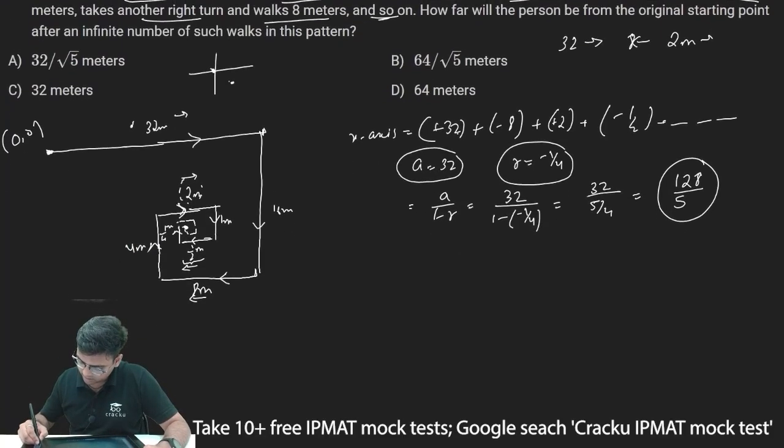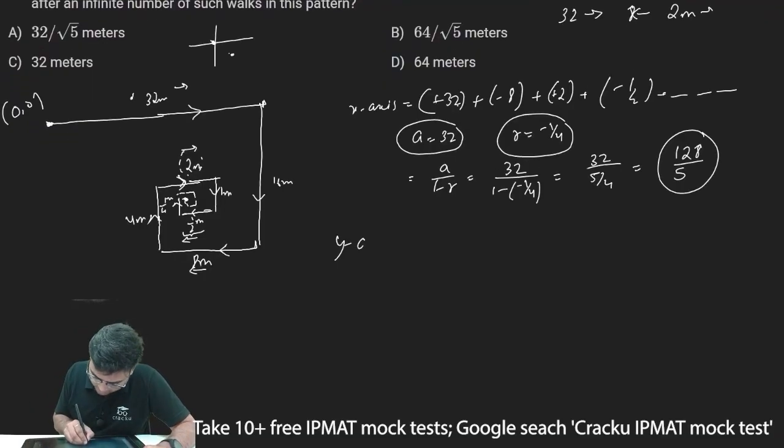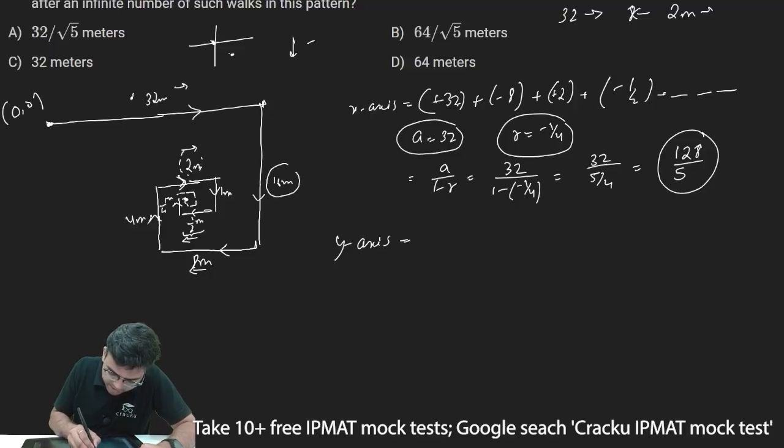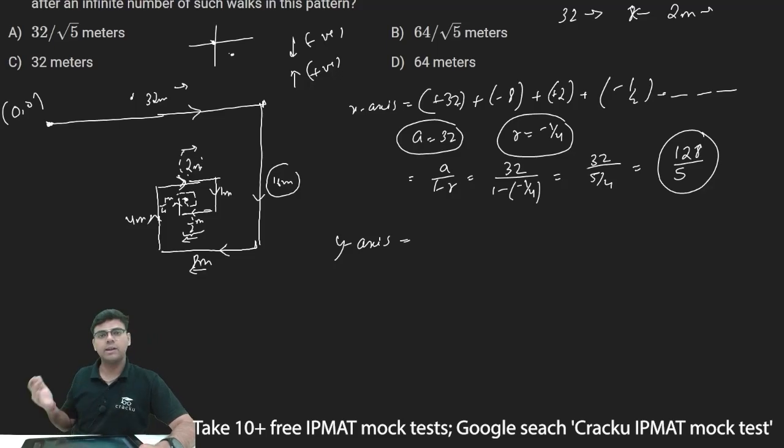Now let's say I have to consider the y-axis coordinate. Now what is happening for the y-axis? You can clearly see we are moving 16 meters down. Let's say for down I'll represent this by negative, and for up I represent this by positive. Since I have to find the coordinate of the final point, I'll consider down as negative because the downside is negative y-axis and the upside is positive y-axis. So I'm moving 16 meters down, so minus 16 because I'm moving down.